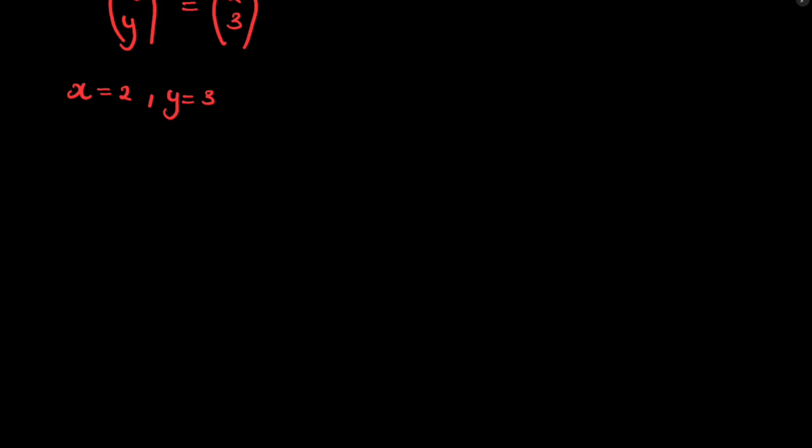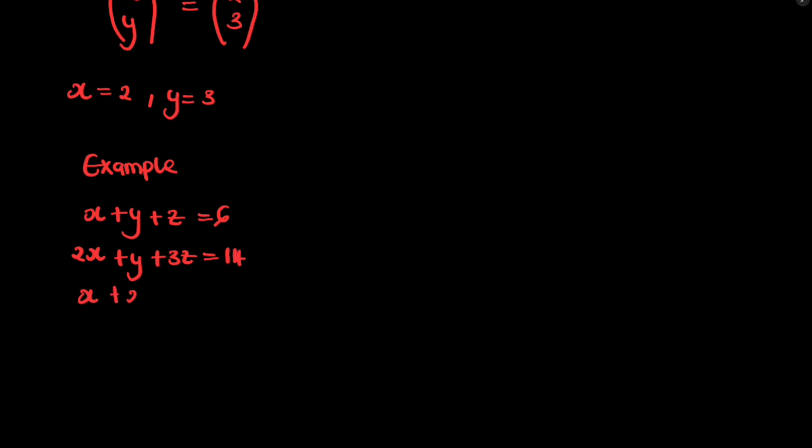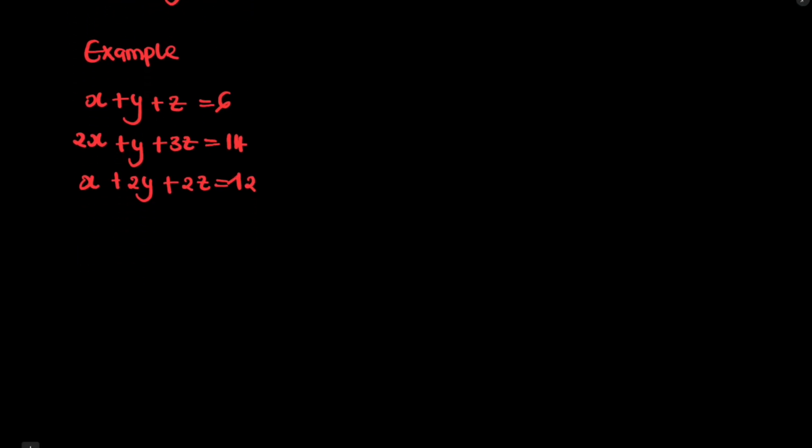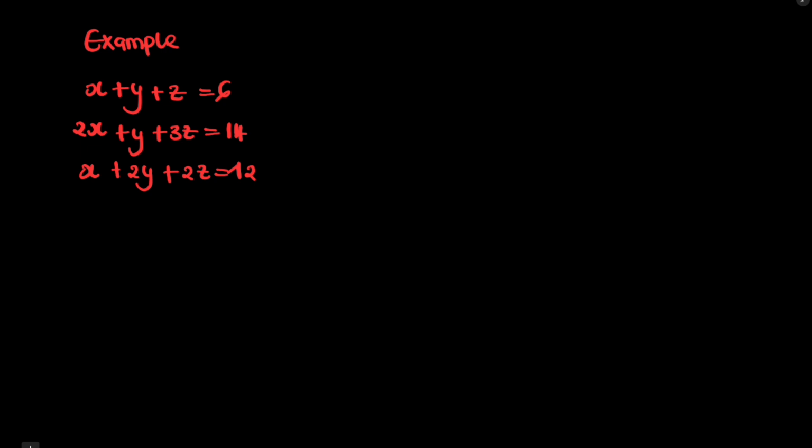Up there we had only 2 unknowns, x and y. Now we are going to z. So let's have 3 equations. Another example. So we have x plus y plus z equal to 6. 2x plus y plus 3z equal to 14. X plus 2y plus 2z equal to 12. Okay, so these are the 3 system of equations.